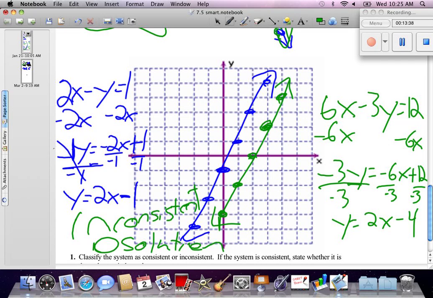All right, now we're going to do something a little easier. We're going to do it by the elimination method.